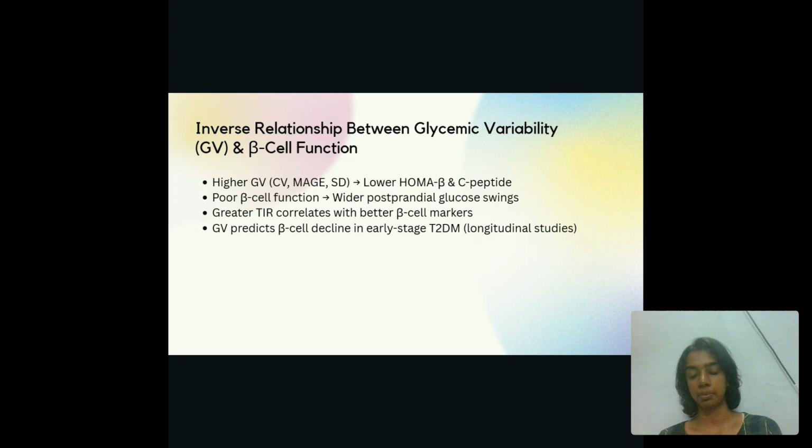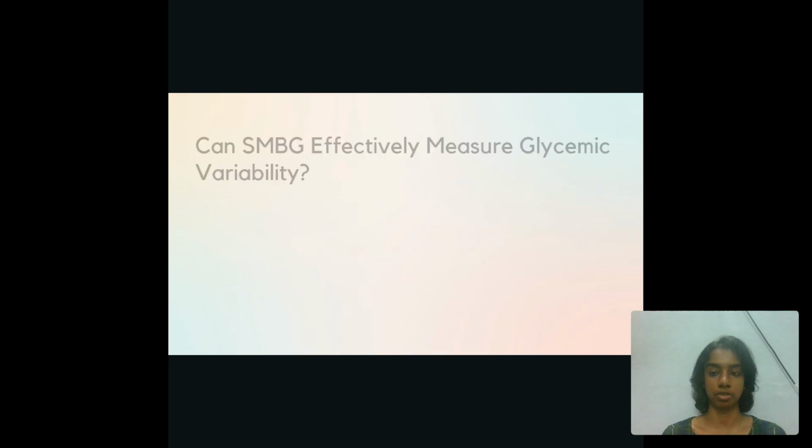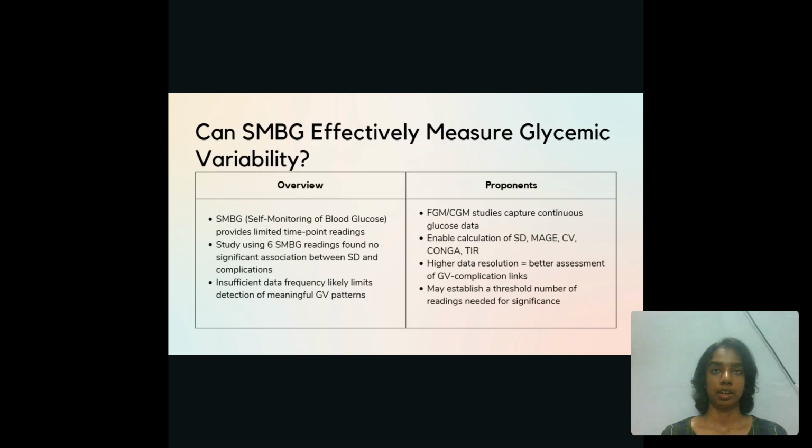The TIR, or time in range, positively correlates with better beta cell markers. In early stage type 2 diabetes, high GV may help predict which patients will experience a faster decline in beta cell function. Okay, so now coming to the big question: does SMBG effectively measure the glycemic variability?